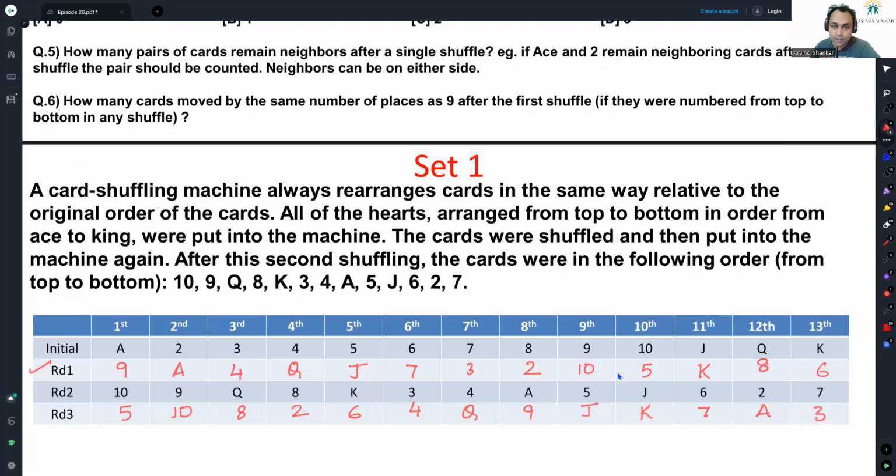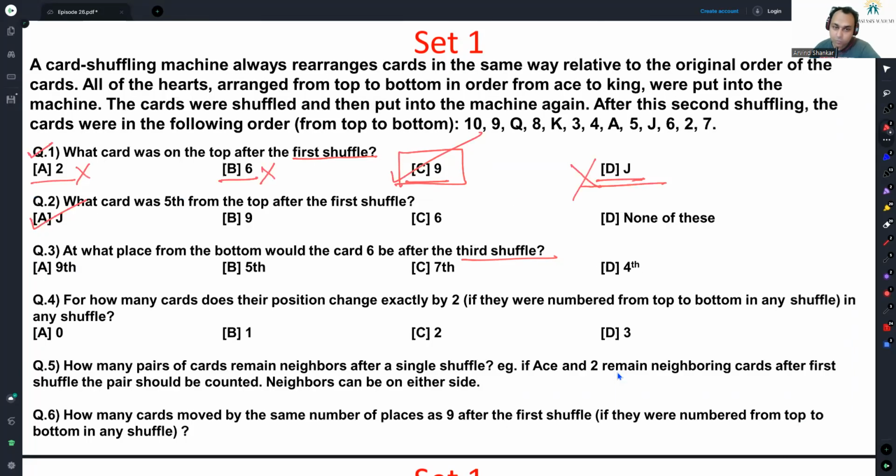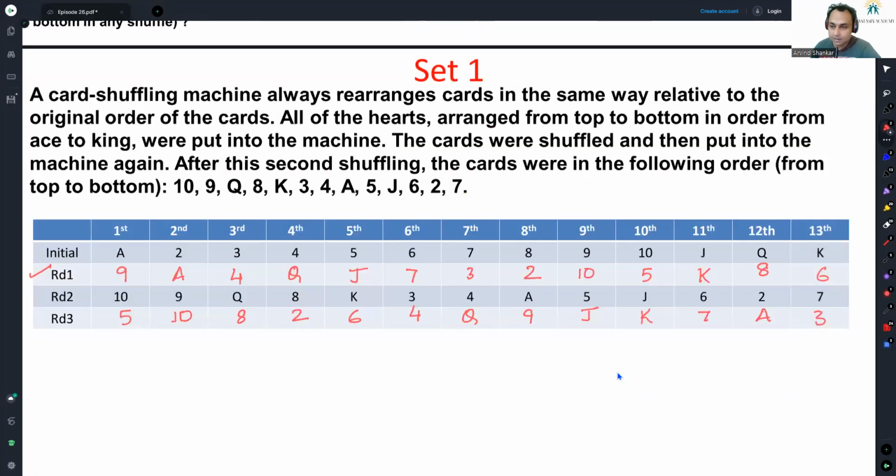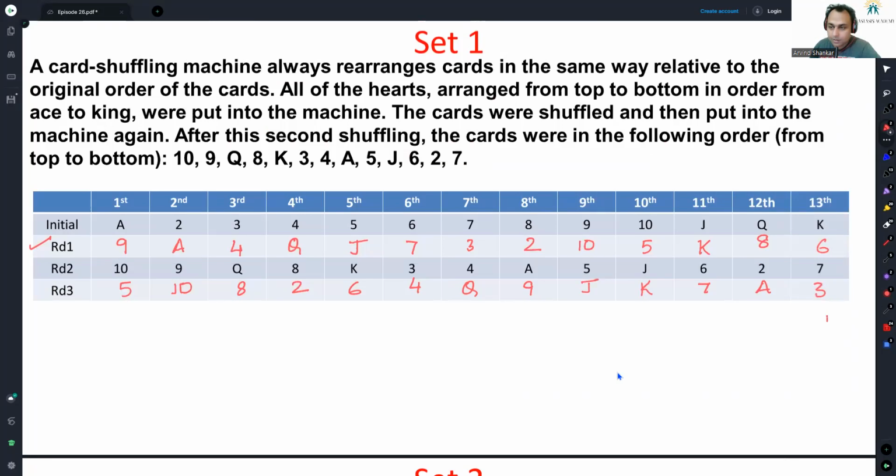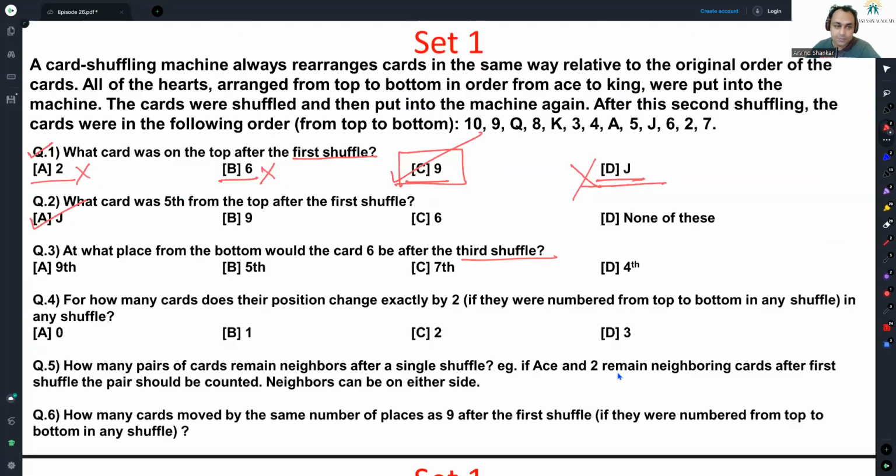This is wonderful. The question was, at what place from the bottom would card 6 be after the third shuffle? If this is 13, this will be first from the bottom, second from the bottom, third from the bottom, fourth from the bottom, fifth from the bottom, sixth from the bottom, seventh from the bottom, eighth from the bottom, and ninth from the bottom. The answer to the third question has to be 9.